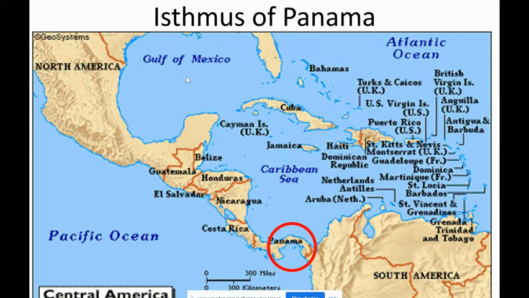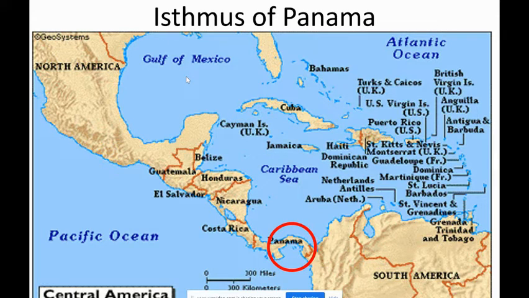Now, probably the most famous of the isthmuses that we have in the Western Hemisphere would be the Isthmus of Panama. Now, remember that every time that I give you a term in this class, I would like you to have at least one example or application of it. Sometimes you can have more, but at least get one down.